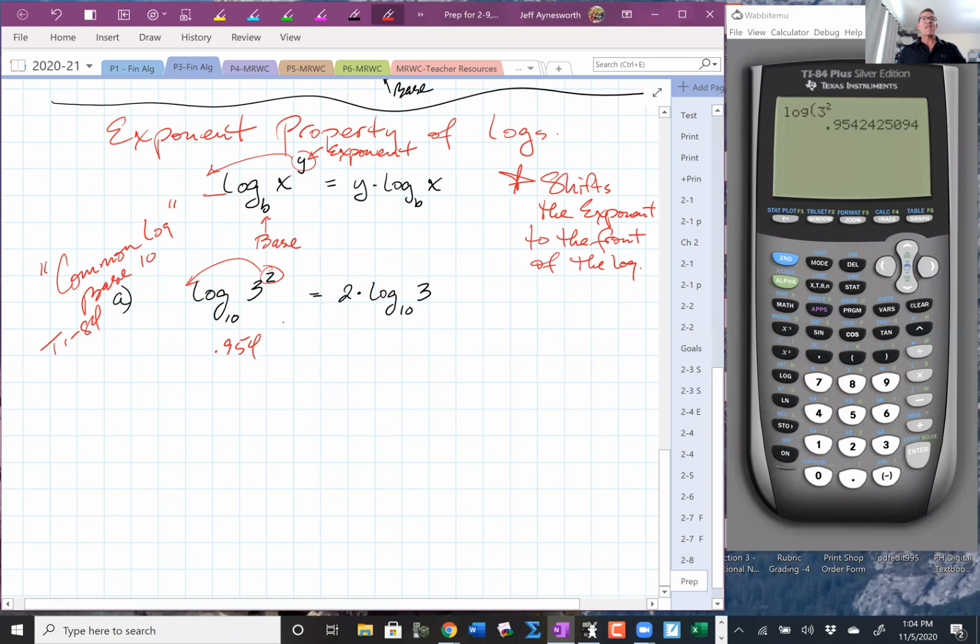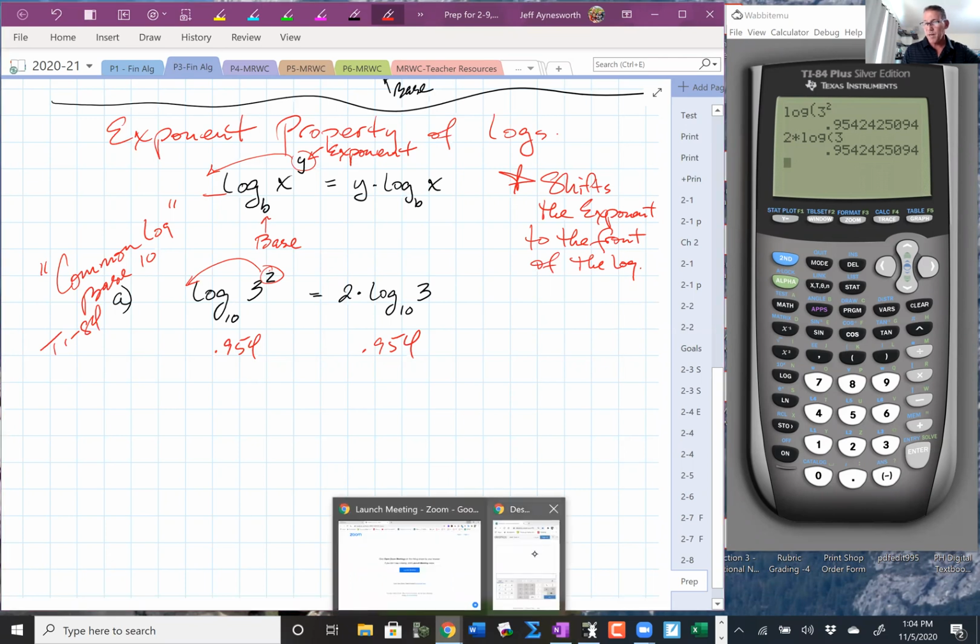Now, if this property is actually correct and valid, which it is, then the right-hand side, 2 times the log base 10 of 3, better be the same decimal. So let's try it again. 2 times the log, and then just type in 3, not 3 squared. Then hit enter, and you'll notice it says 0.954. So the exponent property of logs is actually valid. It actually is just another way to write the expression in log form. And in a minute, you'll see why I'm going over this. It'll become clear. I just have to go step by step.